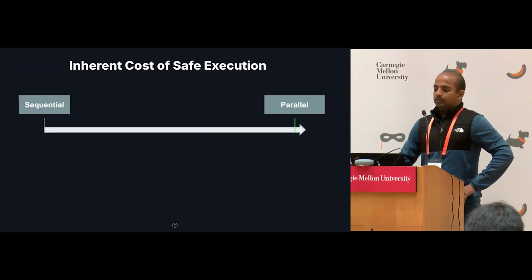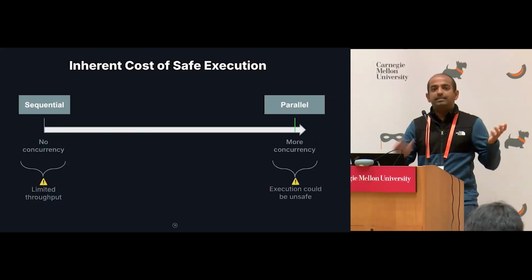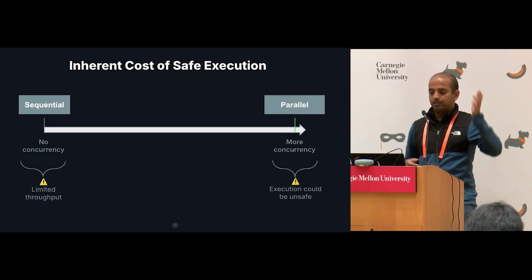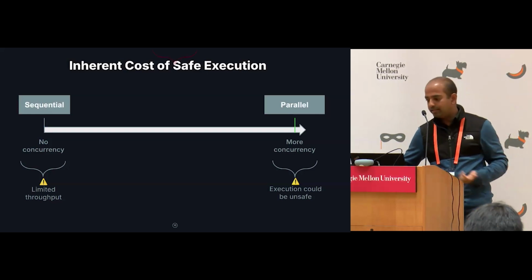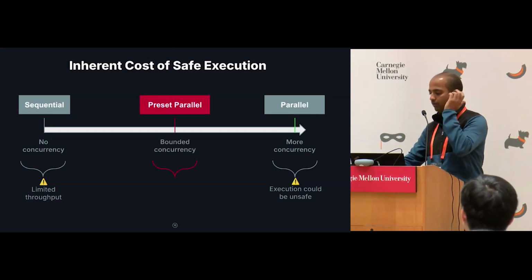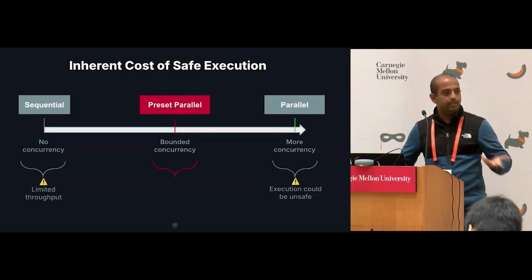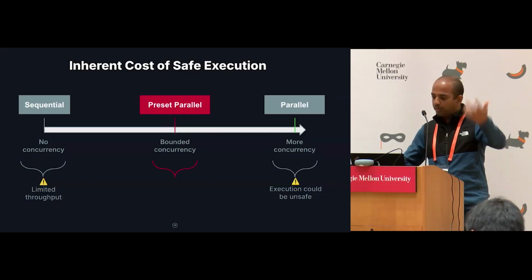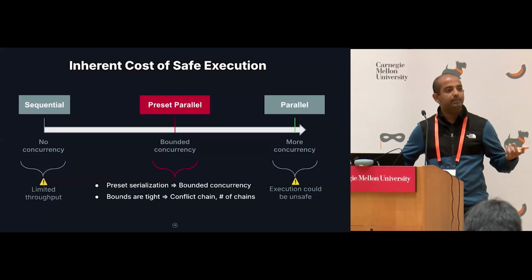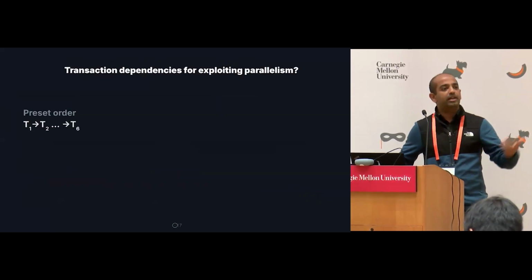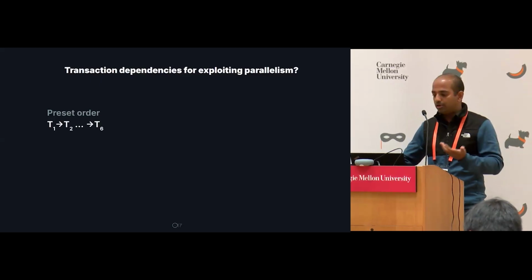So just to give a mental model, this is pretty much the state here. If you have a largely sequential execution, you of course get no concurrency, you get a limited throughput. If you have a fully parallel execution, which is oblivious of dependency, the execution could be unsafe. And so we are in the preset parallel world, which provides some notion of a bounded concurrency because you're essentially constrained by these conflict chains that exist. The fact that these conflict chains you're not aware of.